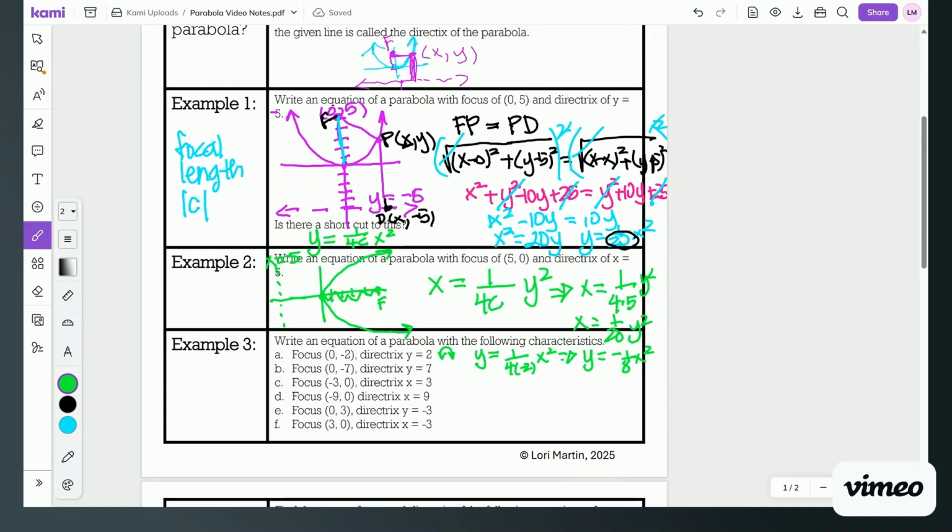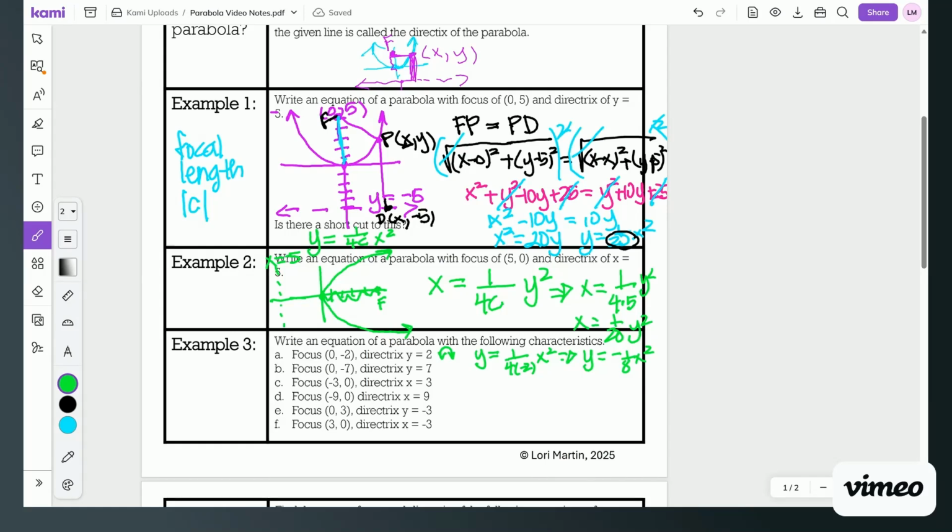And then if you notice C and D, the focus, the number is in the x slot and the y slot is 0. My directrix is also x equals. So on C, this parabola will open to the left if you want to sketch it. And my equation is x equals negative 1 over 12 y squared. And then on D, x equals negative 1 over 36 y squared.